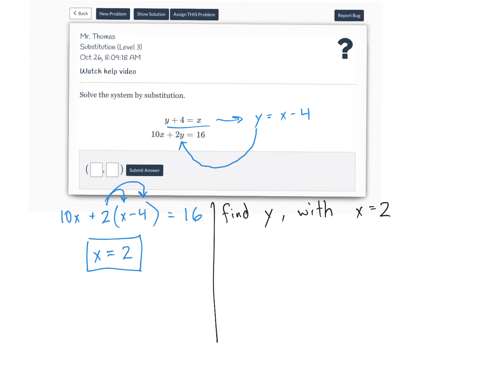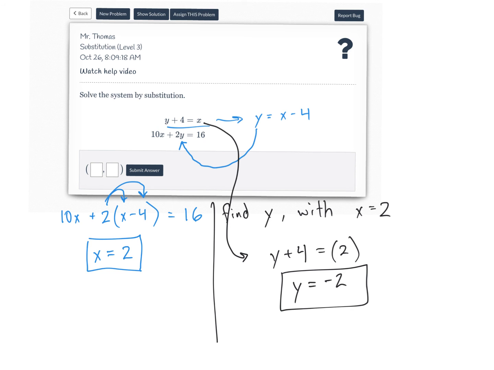So how did we do that in the other two examples? We took one of those initial starting equations and brought it down. I'll take the first one, because the first one is the easiest. I'm going to rewrite it, but with x as 2, because the value of x is 2. So y plus 4 equals 2. That means y must be negative 2. Boom. So the solution is 2 comma negative 2. That's how we do it.